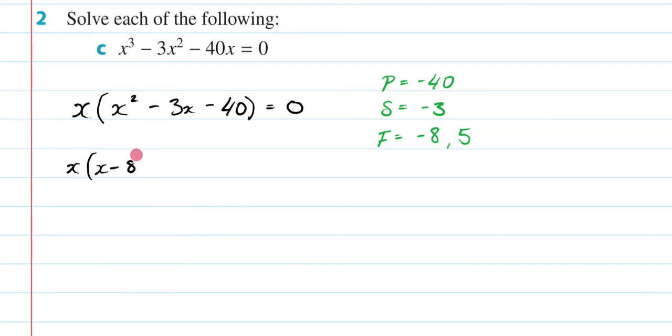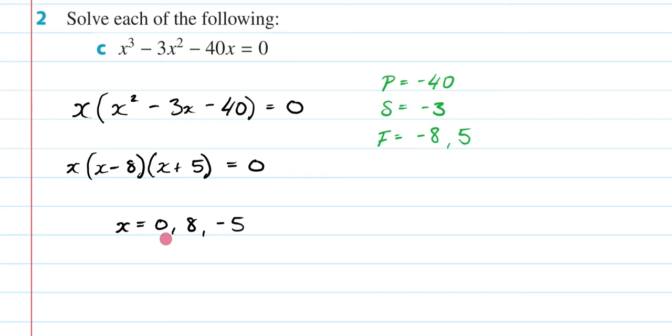x minus 8, x plus 5 is equal to 0. Now I can use my null factor law, which tells me that my answer is going to be x equals 0, 8, and negative 5. You should be able to answer it quickly like that.